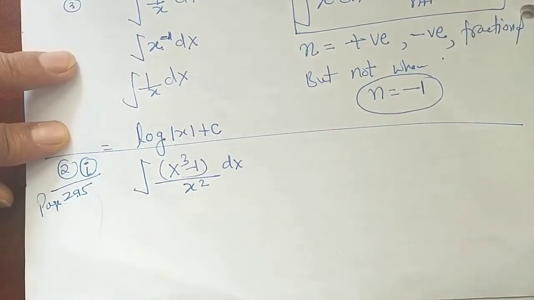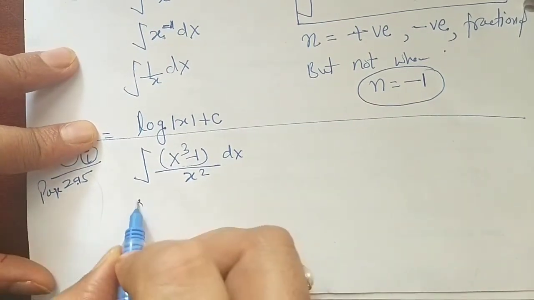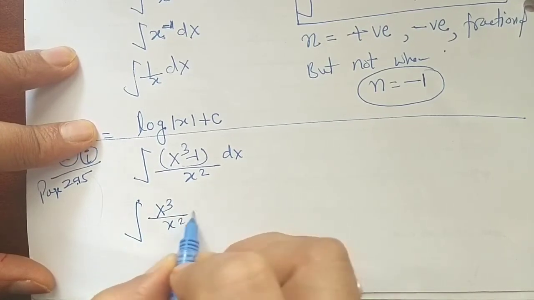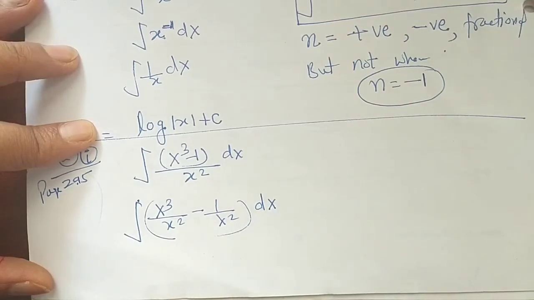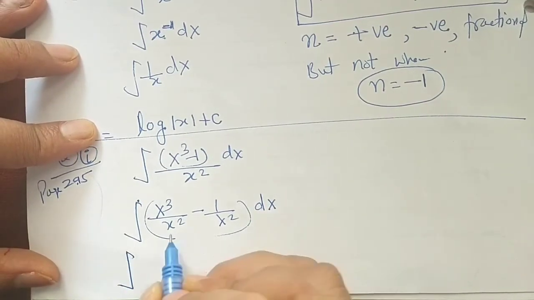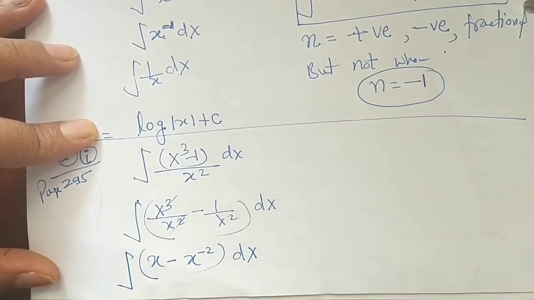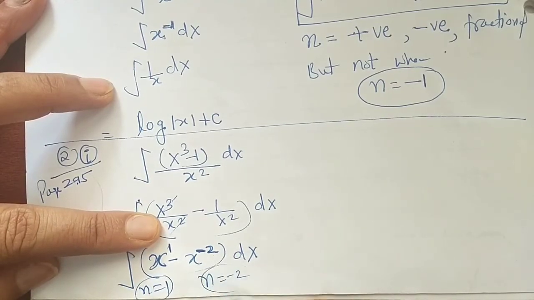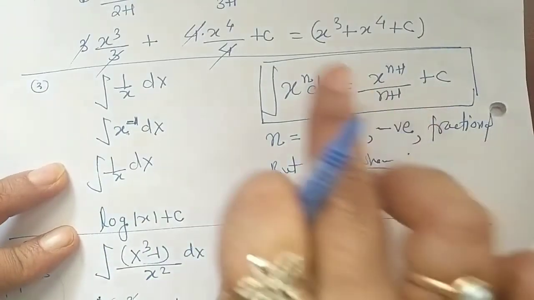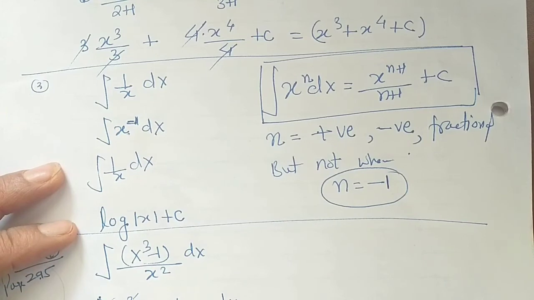Okay, so what should I do? First, let me simplify a little bit if I can. I will write x cube by x square minus 1 by x square dx. Correct? Let me simplify a little bit more. This power will cancel: x minus x raised to power minus 2 dx. Now you see here is power 1 and here is power minus 2. So can I use the n formula here? Yes, I will go ahead and use the n formula for this problem.